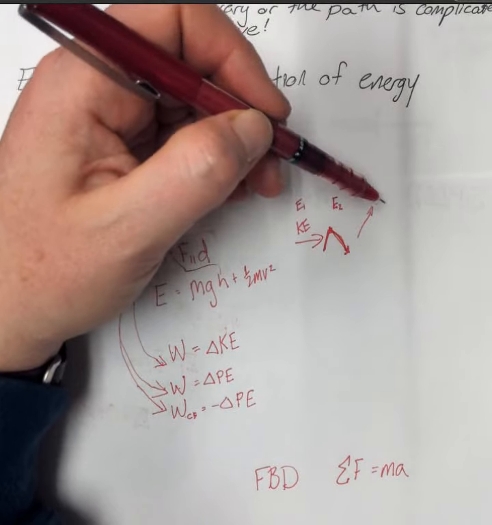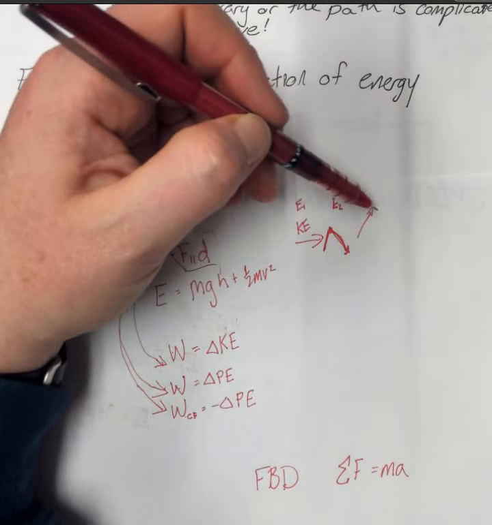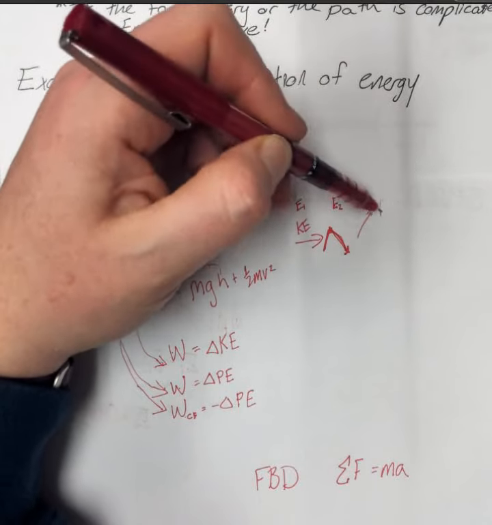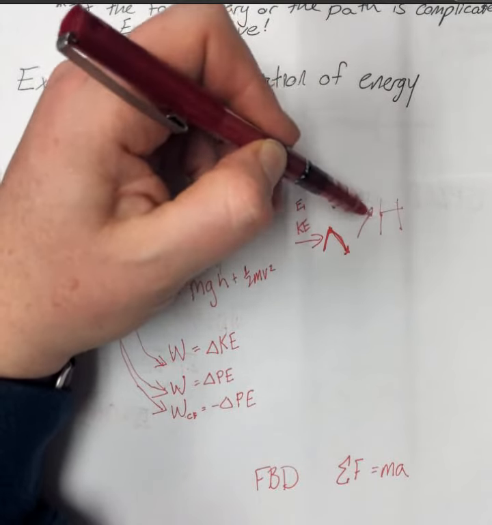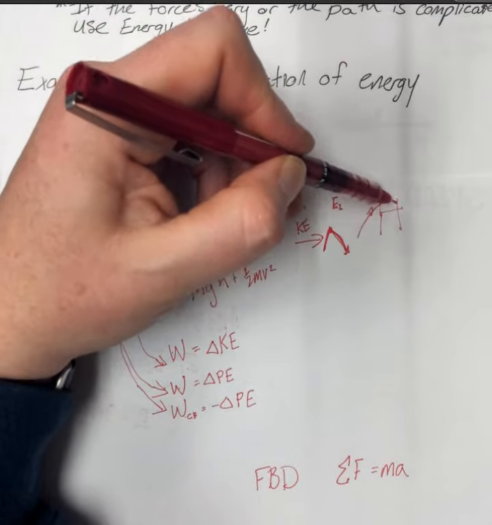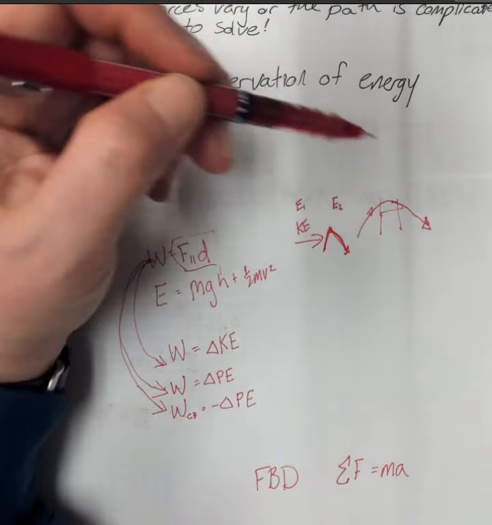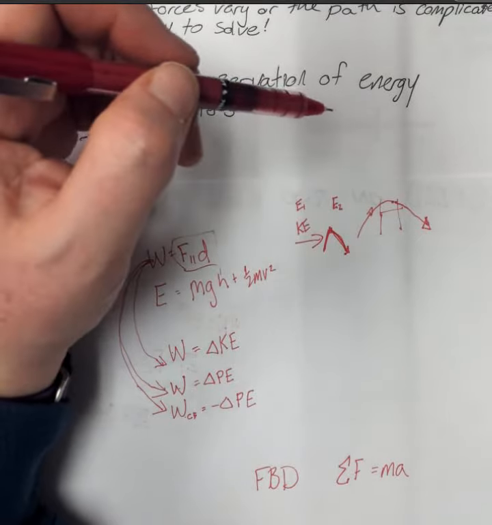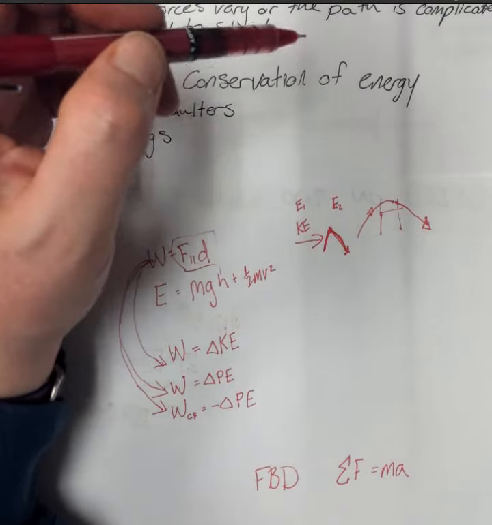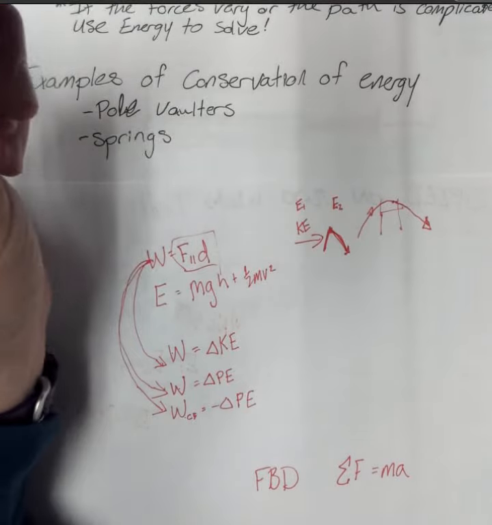At his highest point, he crosses a bar, and then at his highest point, his potential energy then gets converted back into kinetic energy, which causes him to accelerate back toward the ground.